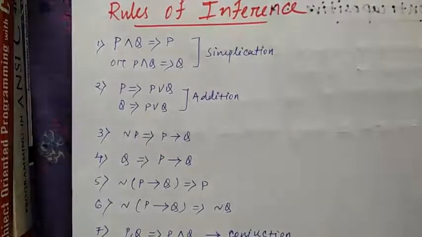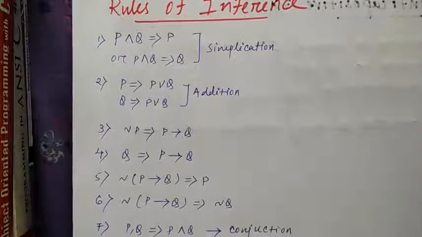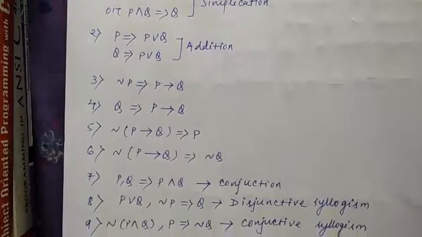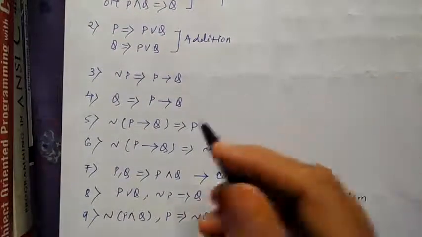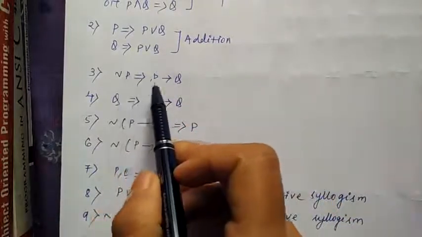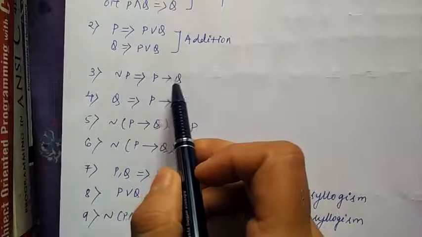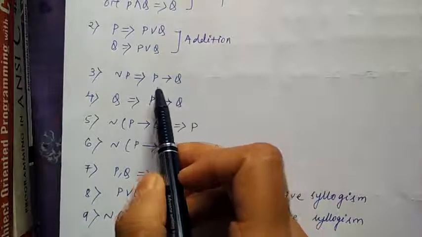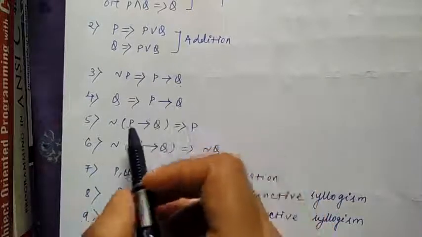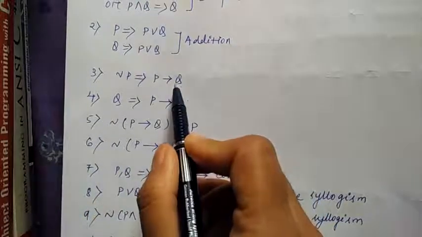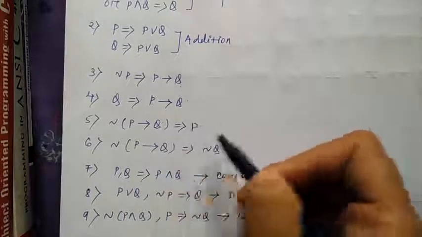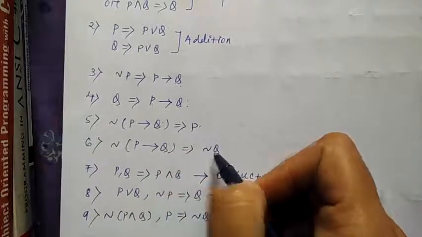First is P and Q, that implies either P or Q, that is called simplification. Then P implies P or Q, that is called addition. Negation of P can be represented as P tends to Q, or if P then Q, or Q can be represented as if P then Q. Then this negation, you can see this negation we have written here, that can be P, or this negation we have written here, that can be Q.